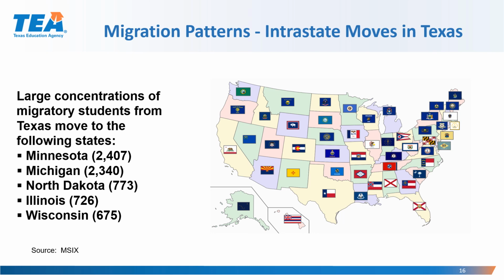Migration patterns, interstate moves in Texas. Large concentrations of migratory students from Texas move to the following states: Minnesota, Michigan, North Dakota, Illinois, and Wisconsin. Additionally, a lot of our families move to the states of California, Florida, and other states in the Midwest region.